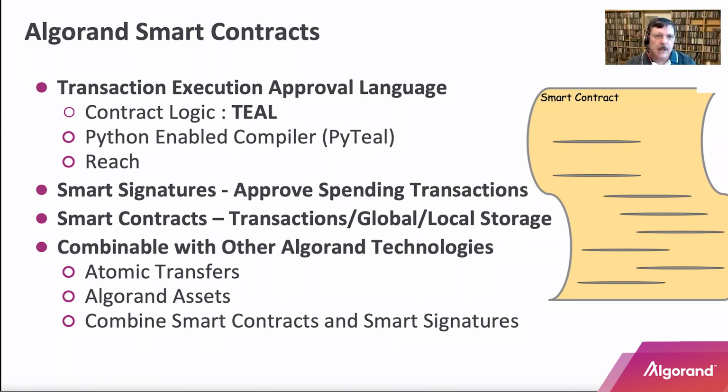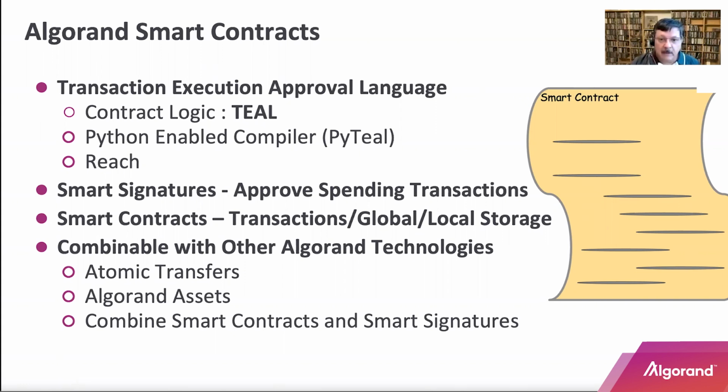To make it a little bit easier, there is a Python-enabled compiler that you can generate TEAL with, so you can do it in Python. We had some Python developers out there, I noticed before. Reach is another great tool the ecosystem has provided for writing distributed applications that generate TEAL as part of it, plus an entire distributed application. Then we have smart signatures. These approve spending transactions, and then also smart contracts, which can actually generate transactions themselves and provide global storage through the entire blockchain or local storage at the account level.